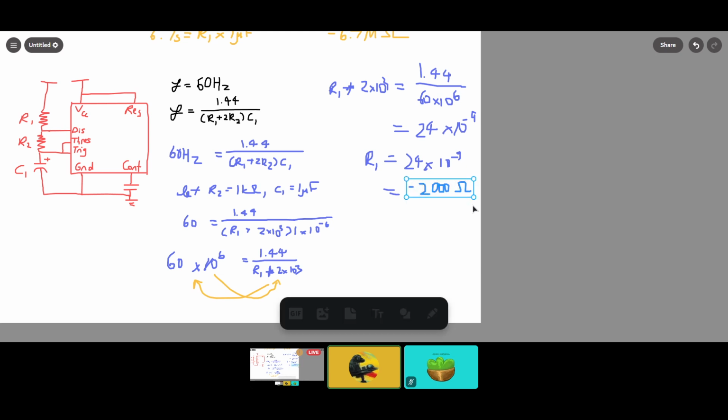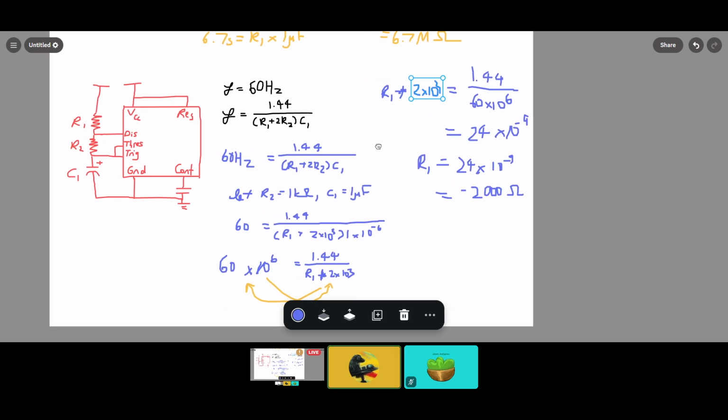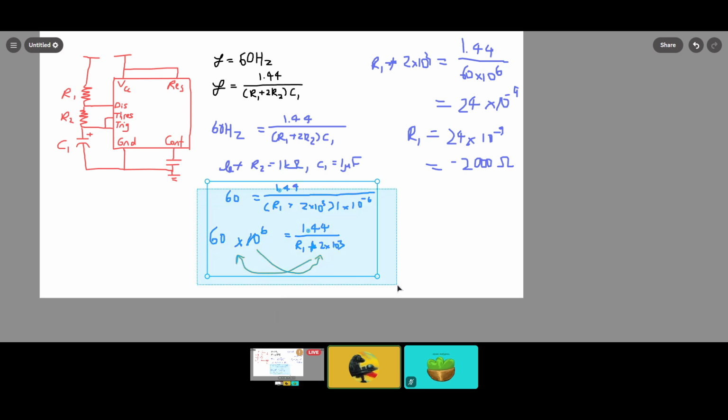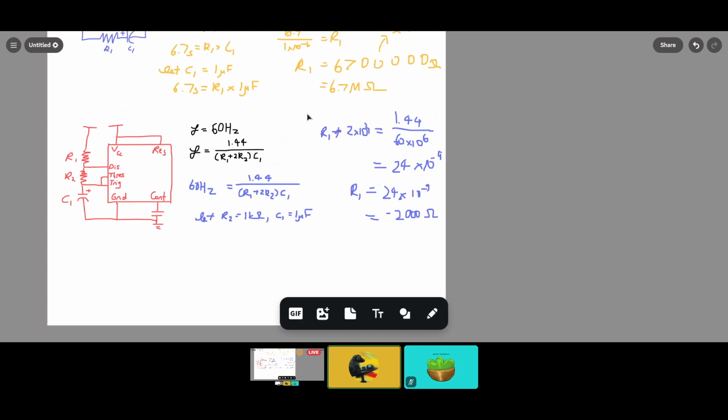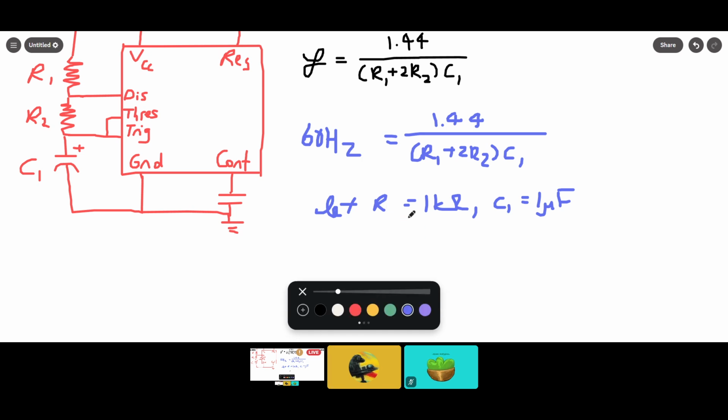What made this negative is minusing away this 2 times 10 to the power of 3. That 2 times 10 to the power of 3 is because of R2 here. That minus, however, is inevitable. So at this point you're going to have to erase everything, because everything you've done is wrong. In this case, let's sub R1 instead of R2 and see where that takes us.